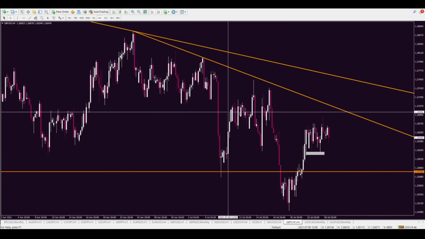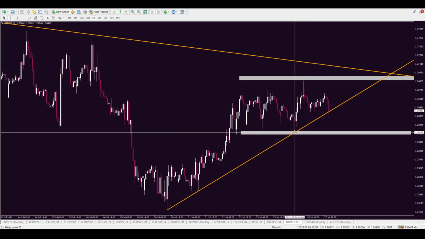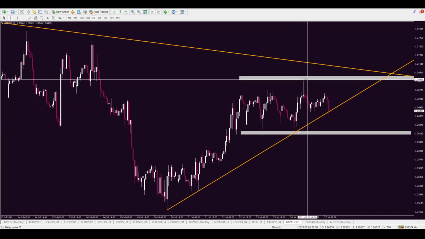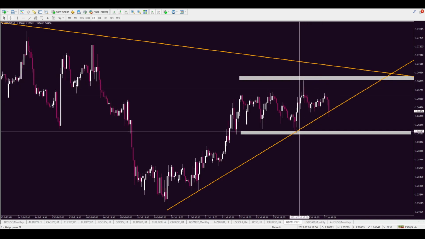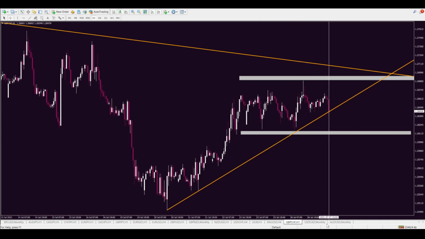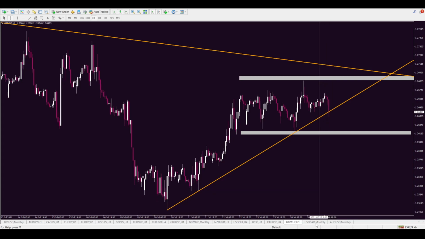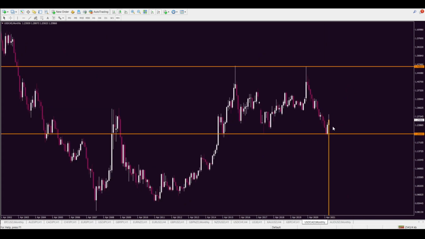H4. See if we can get a better look on H1. Yeah. So for me, if I get a break below this point without price going above this point, I would sell. And if I get a break above this point without price going below this point, I would buy. Alright, that's it for GBP Swiss. Until USD CAD. So let me turn this off.